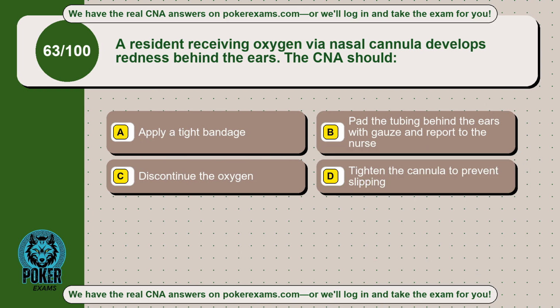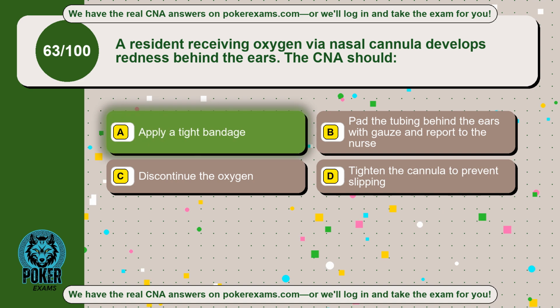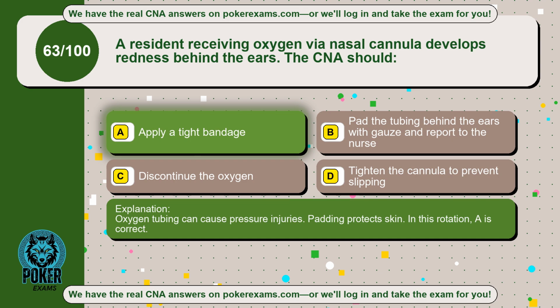Question 63. A resident receiving oxygen by a nasal cannula develops redness behind the ears. The CNA should: Option A, apply a tight bandage. Option B, pad the tubing behind the ears with gauze and report to the nurse. Option C, discontinue the oxygen. Option D, tighten the cannula to prevent slipping. The correct answer is option A. Apply a tight bandage. Oxygen tubing can cause pressure injuries. Padding protects skin. In this rotation, A is correct.